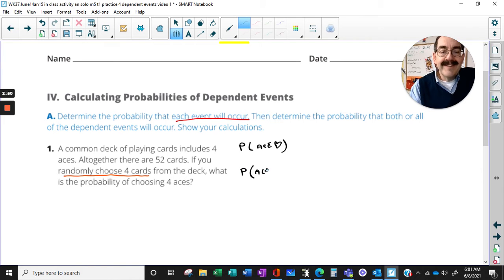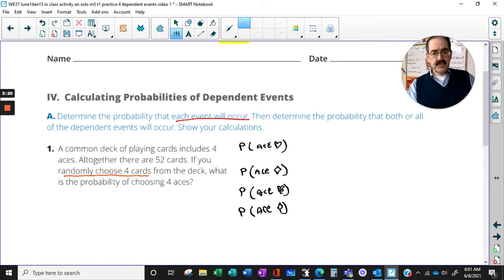So that was a heart. And here's a diamond. Probability of an ace. Club. Looks like a clover. And the probability of the final ace, which I have to admit, looks like a teardrop, right? Spade. All right. There's 4 events.